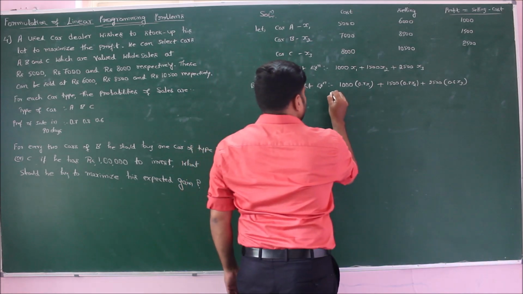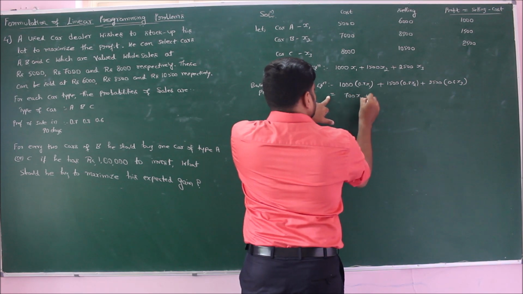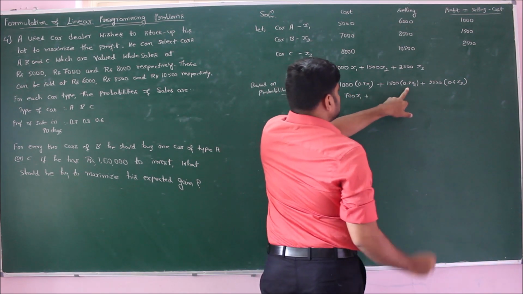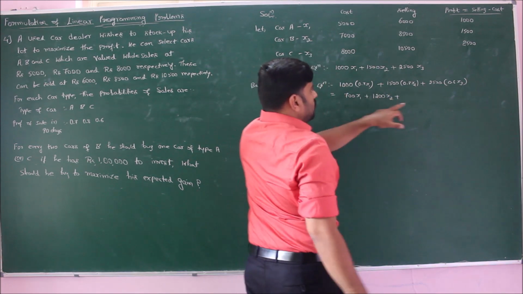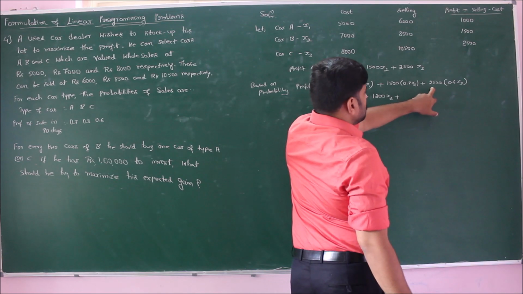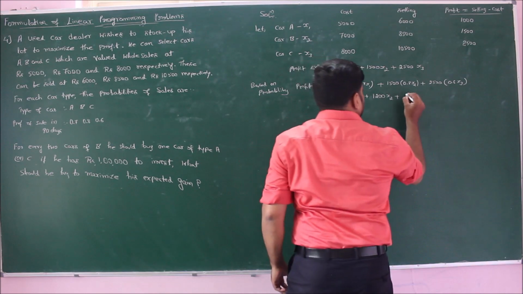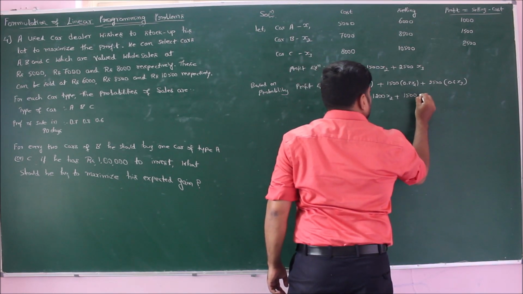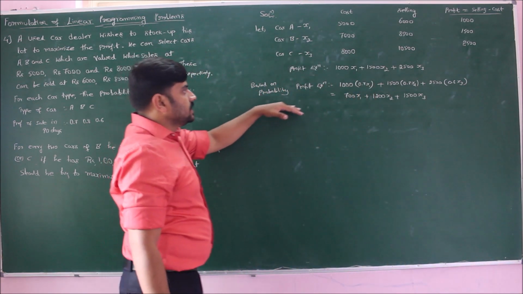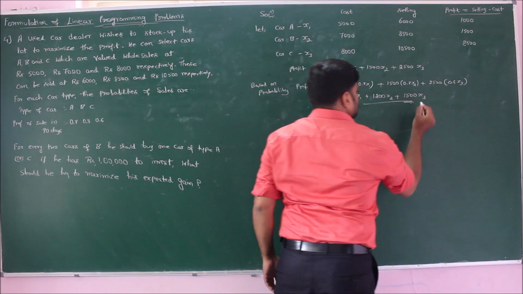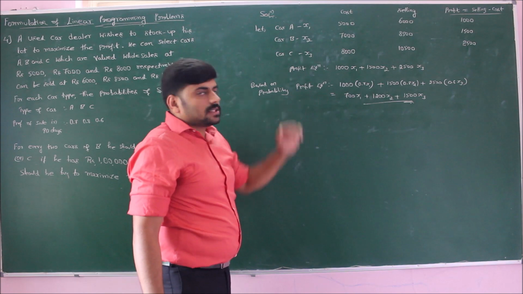So if I do the calculation, I get 700 x1 plus 1500 times 0.8, which is 1200 x2, plus 2500 times 0.6, which is 1500 x3. So this is the actual profit equation. Now we got the objective function, and I should maximize this objective function.